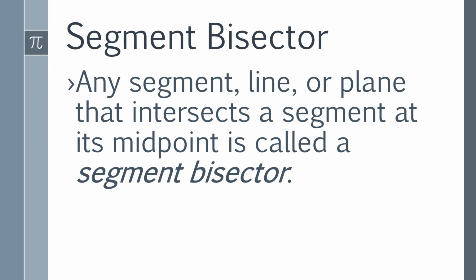Okay, a segment bisector is any segment, line, or plane that intersects a segment at its midpoint. This is called a segment bisector. When you intersect it at a midpoint, that geometric figure cuts the segment into two congruent smaller segments. Bisect means to cut.